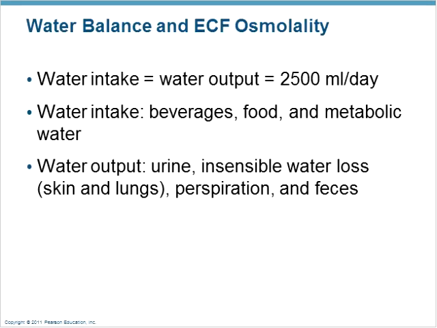Water balance and extracellular fluid osmolality. The water intake equals water output, hopefully, and that should be about 2,500 mL a day, or roughly 2.5 liters. Water intake is a total of all the beverages you drink, water, Cokes, whatever, the amount of water that's in food, and then the metabolic water. We'll talk about that. Water output is really urine, the insensible water loss to the skin, the lungs through respiration and perspiration, as well as what we defecate, and the fluid that's in our stool.